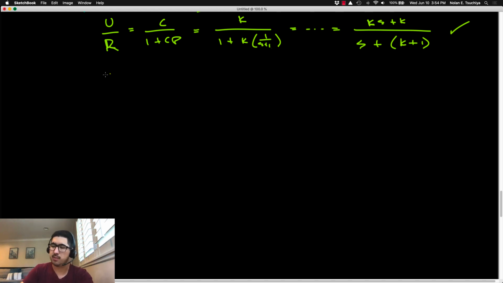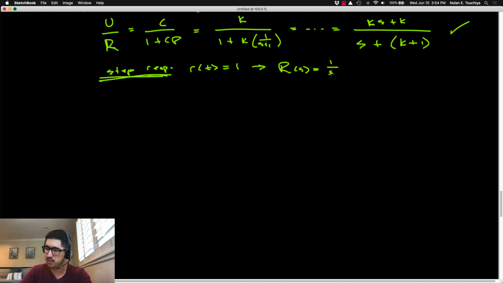Let's look at the same step response for this transfer function. Remember that we still want to see what the step response looks like, where r of t is equal to 1. If r of t equals 1, then our big R of s equals 1 over s. And if we give this transfer function a name like H, for example, then I can compute the forced response for u. So essentially U of s is equal to H times R.